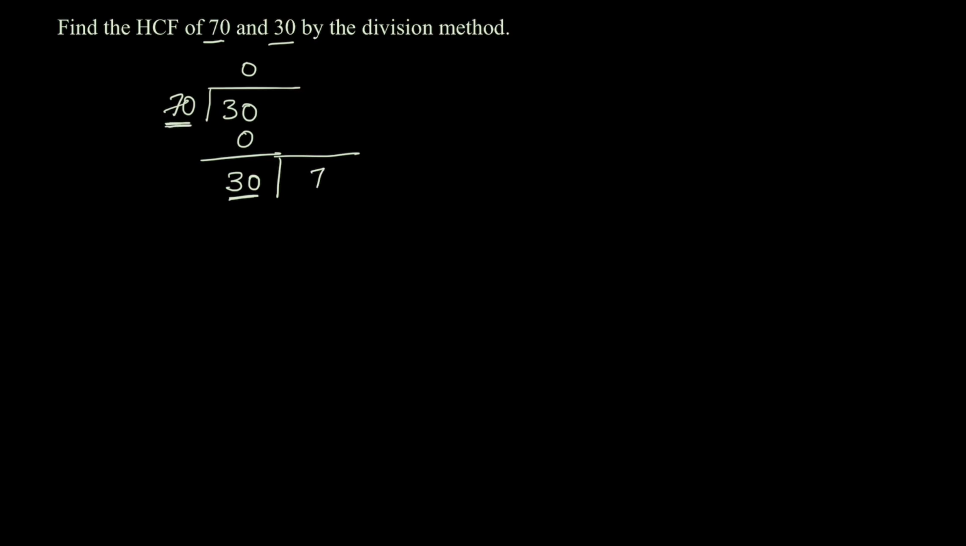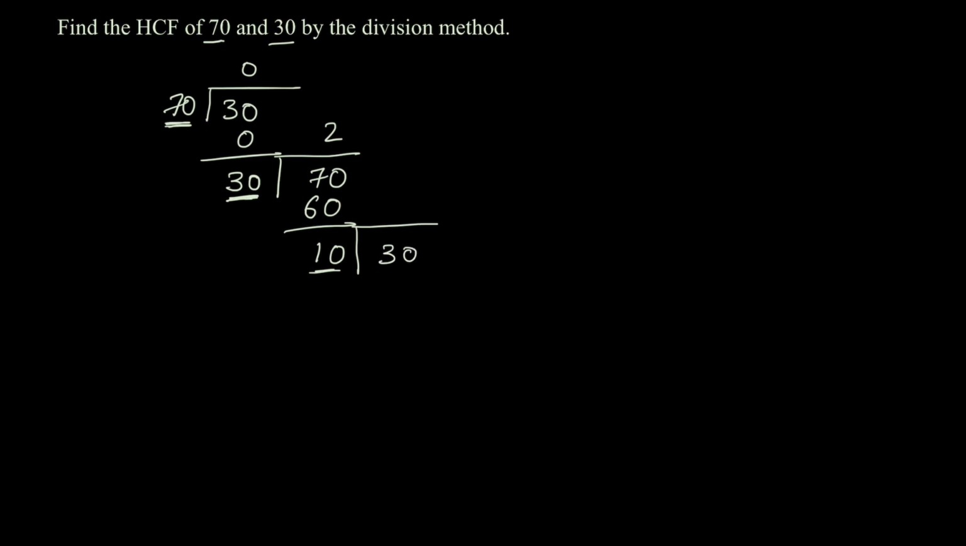Now the remainder becomes a new divisor and the previous divisor becomes the new dividend, which in this case is 70. 30 goes in 70 2 times. 2 times 30 gives us 60. Subtracting 60 from 70, we get a remainder of 10.